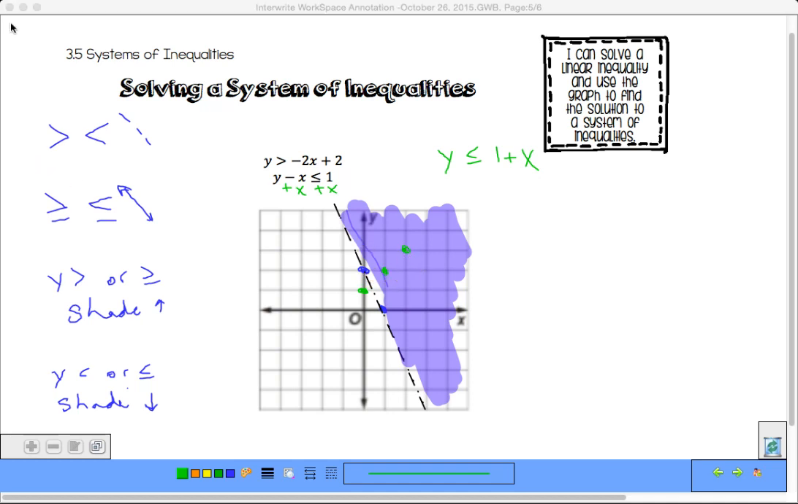But because I have the or equal to part, I actually want a solid line this time, because the line underneath tells me it's a solid line. And then because y is less than or equal to means the shading's below. So now I'm going to shade below.